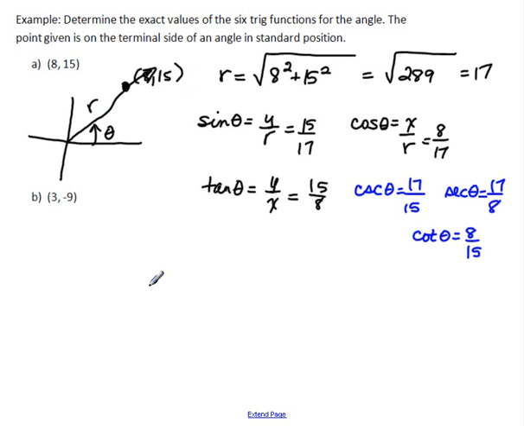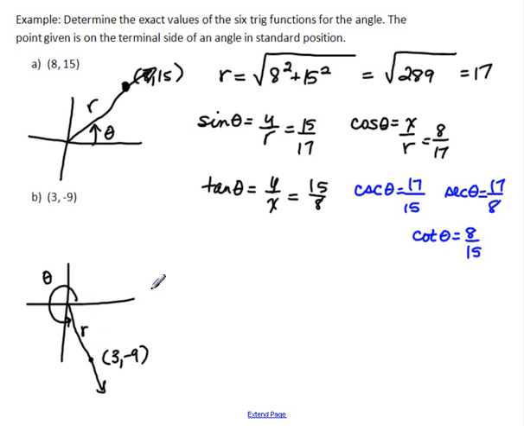Now here's another example. If we have the point (3, -9), the point (3, -9) is somewhere down in the fourth quadrant. So we have the terminal side of the angle going through this point. So here's our angle. If we want to find the trig functions, we need to first find out what the radius r is from the origin to this point.